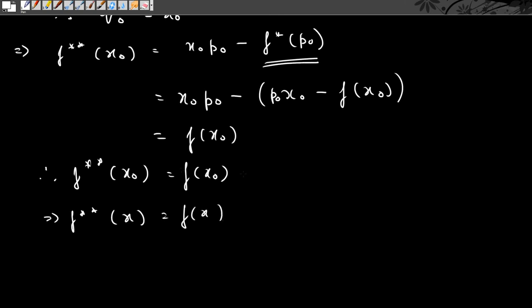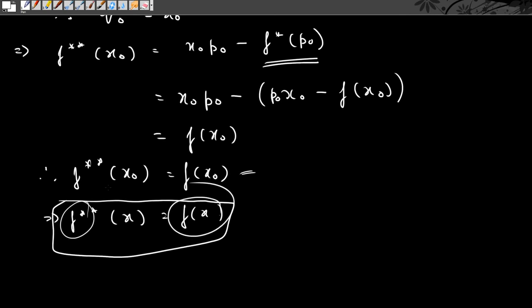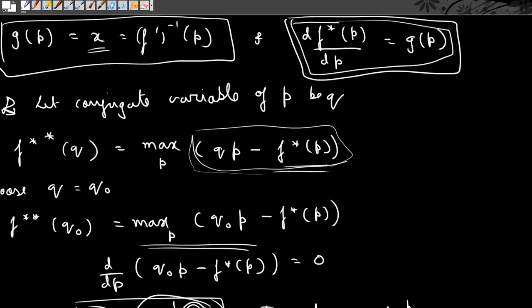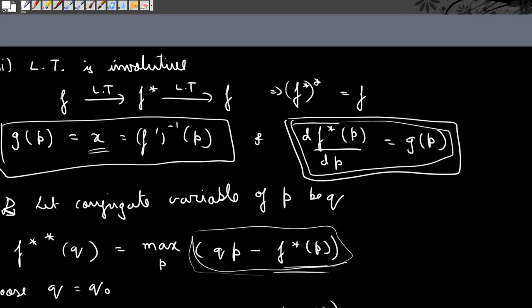Here we proved this for some particular value of q naught which is equal to x naught. Similarly, we can choose other q values and come up with the same relation, which means it will be true for all the q values, and all the q values will be equal to all the x values, and therefore the Legendre transform of f star will give back the original function f of x. And this proves our property that the Legendre transform is involutive.